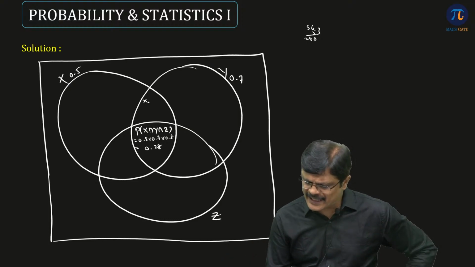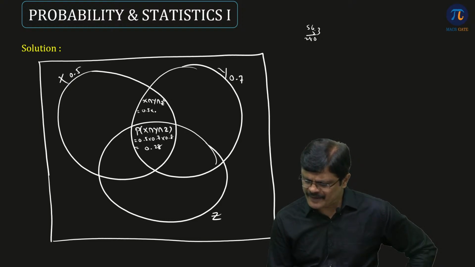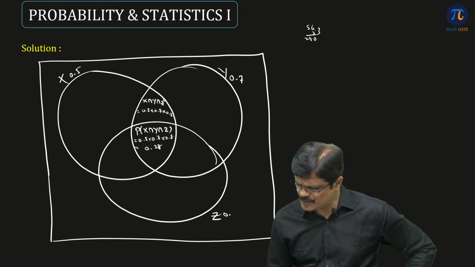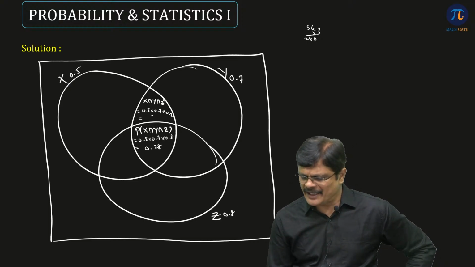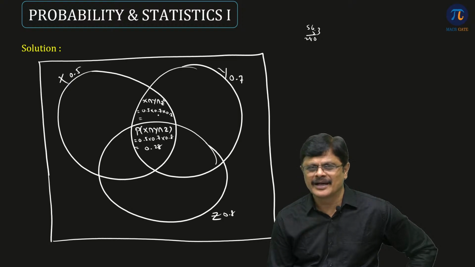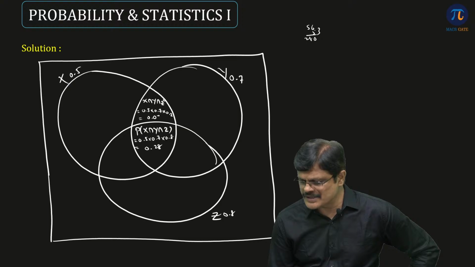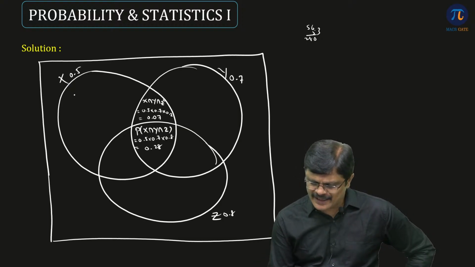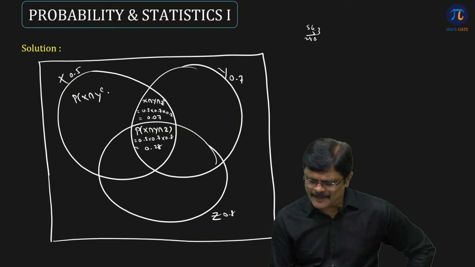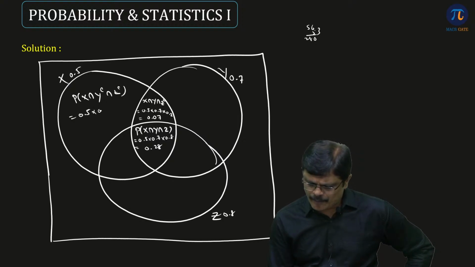And what about this? Here x, y present but z is absent. So what happens? 0.5 into 0.7, into the complement of z, which is 0.2. This is 0.8 actually. So when you multiply, it gives 14, 14 fives, 70, so 0.07. And what about this? Here x present, y absent and z absent, which is nothing but 0.5 into 0.3 into 0.2, which is 0.03.